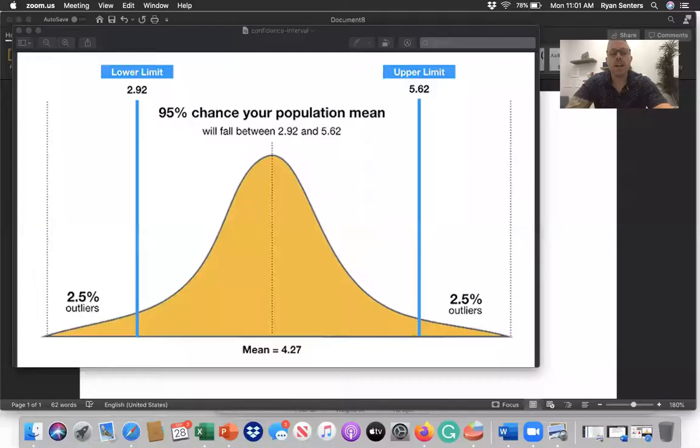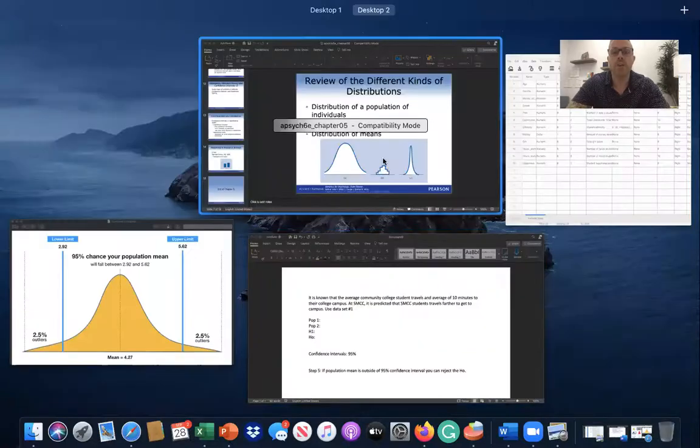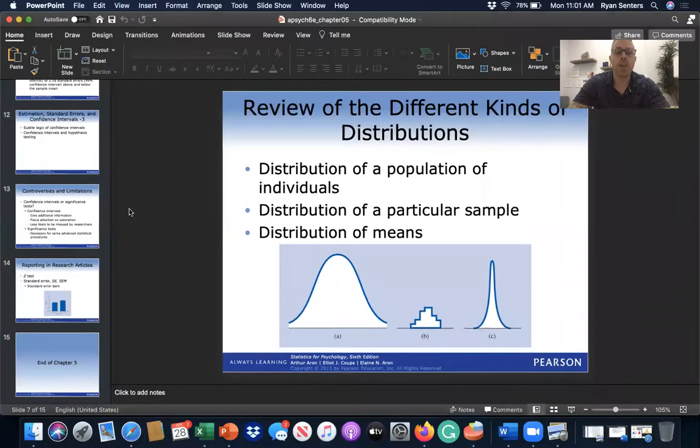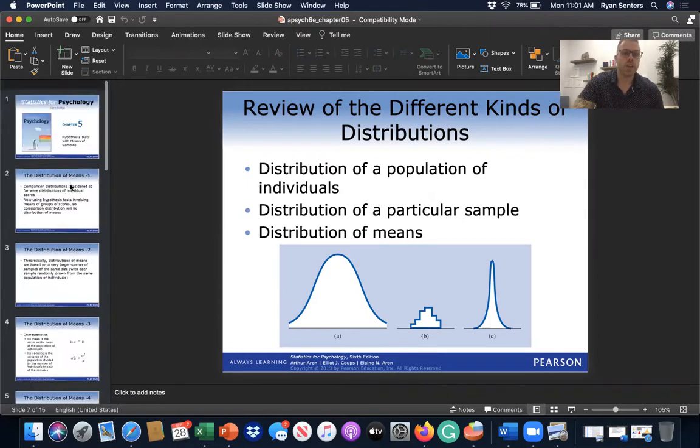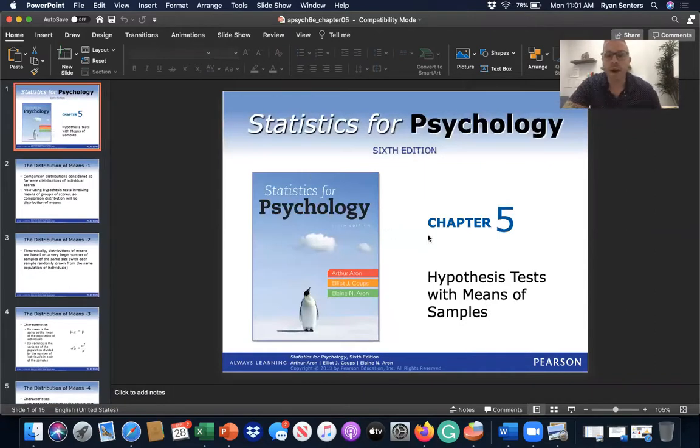Chapter 5 in your book gets very focused on the steps of how to do that. Good news is you're not going to have to do those mathematical steps. I'm going to show you a couple things of how to use it in PSPP today and some of the Cliff Notes versions that you'll need to know as we move forward. What they call this chapter is hypothesis testing with the means of samples.